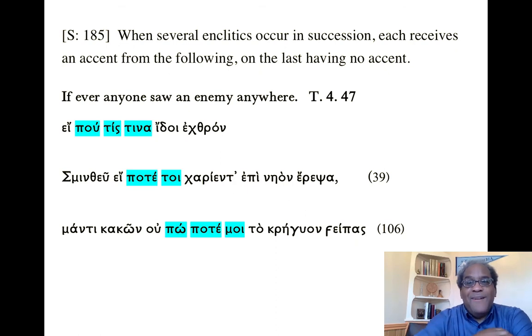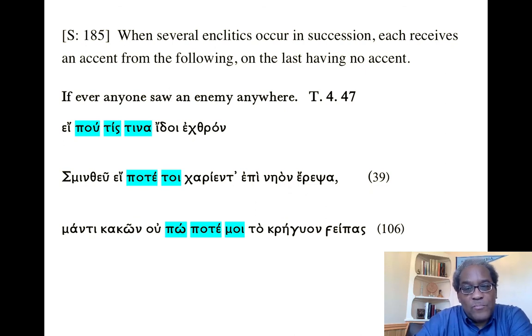Now, finally, when several enclitics occur in succession, each receives an accent from the following, while the last one has no accent. It's almost like a traffic jam where everyone gets their rear bumper smashed except the last person. First example from Thucydides, if ever anyone saw the enemy anywhere, so you have ever, anyone, anywhere, these indefinites: ei pou tis tina idoi ekhthron. So pou, tis, tina are all indefinite enclitics, but ei, of course, is a proclitic. So ei got the accent from pou, pou kept its acute, tis kept its acute, but tina lost its accent. So again, when several enclitics occur in succession, each receives an accent from the following, whereas the last has no accent.